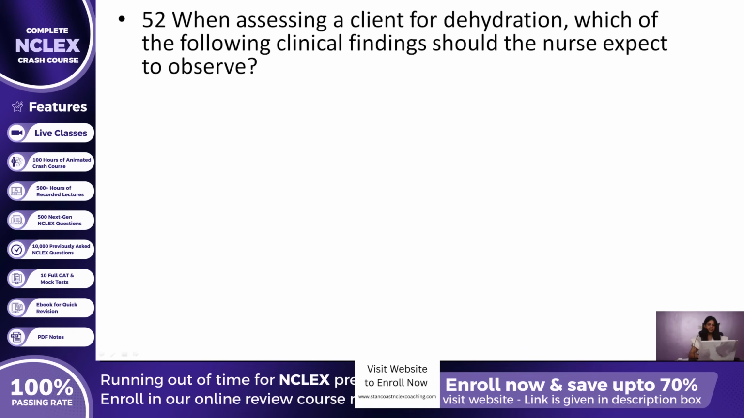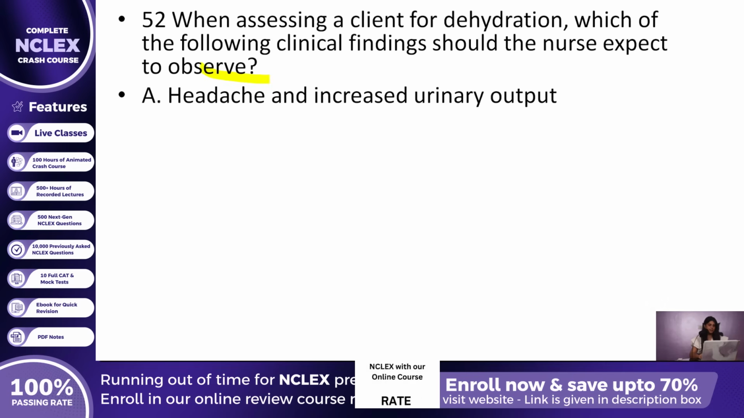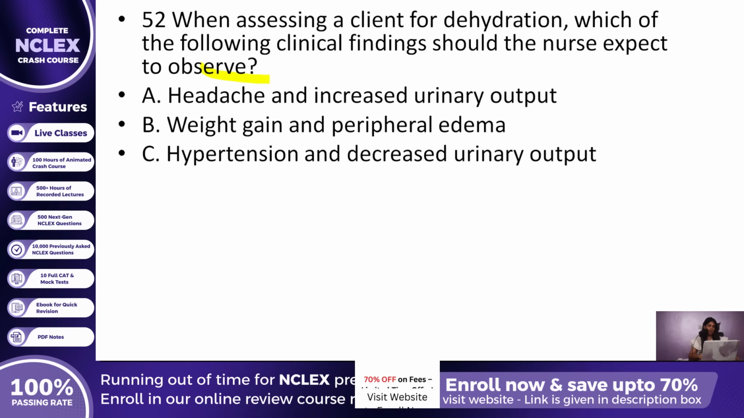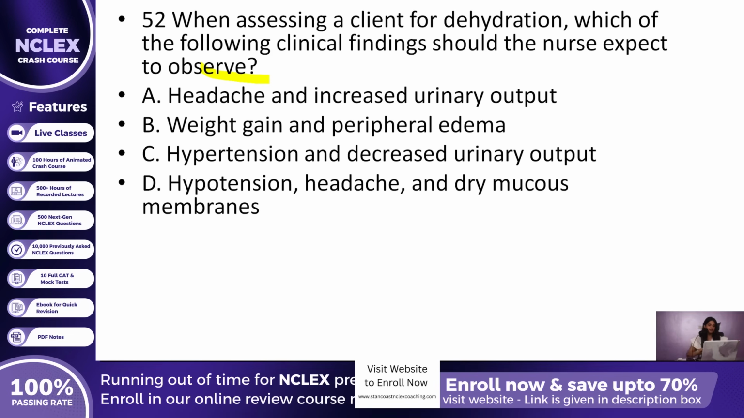52. We consider a clinical assessment scenario. When assessing a client for dehydration, which of the following clinical findings should the nurse expect to observe? The options are A. Headache and increased urinary output. B. Weight gain and peripheral edema. C. Hypertension and decreased urinary output. And D. Hypotension, headache, and dry mucous membranes.